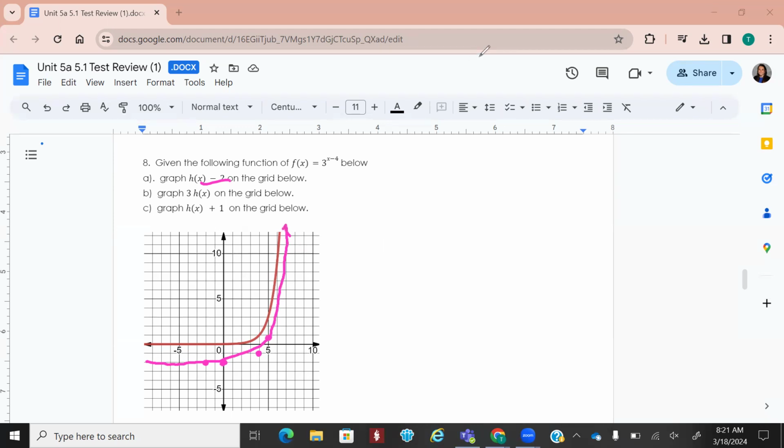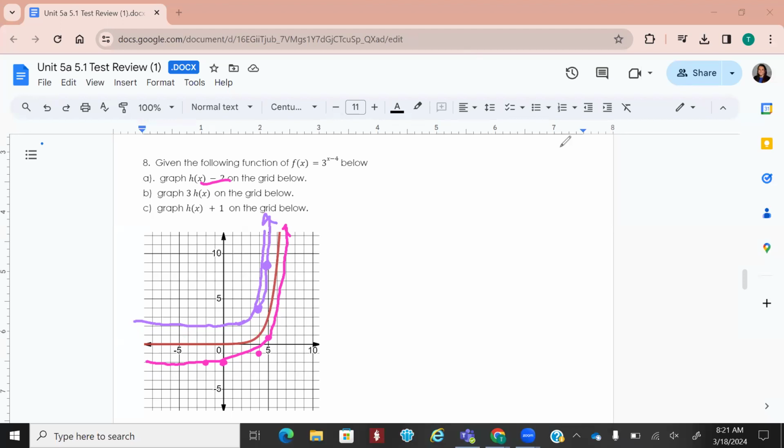If we stretch by a factor of 3, that means we take our y values and multiply them by 3. So if I take 1 and multiply it times 3, that's 3. If I take 3 and multiply it times 3, that's going to give me 9. So it's going to look something like this. It might be a little bit higher, but again, rough sketch.